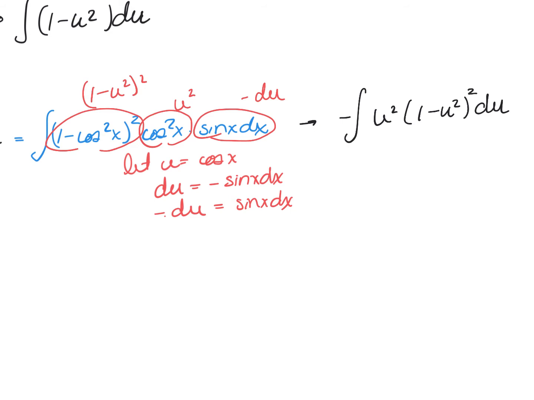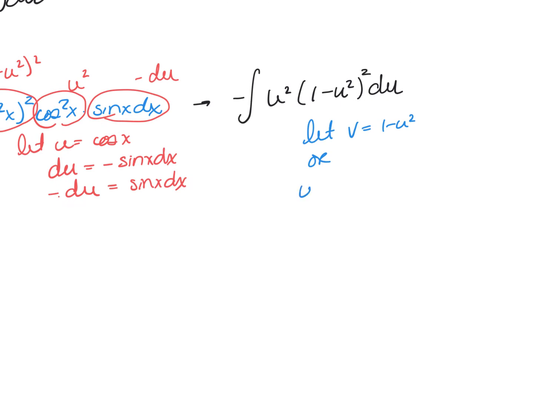I can either do a v substitution, so I could say, hey, let v equal 1 minus u squared. I can totally do that. That will make it a little bit easier. Or I can just multiply out the square. This becomes 1 minus 2u squared plus u to the fourth, and then distribute and just do an integration. Either one. Again, don't forget to back sub.